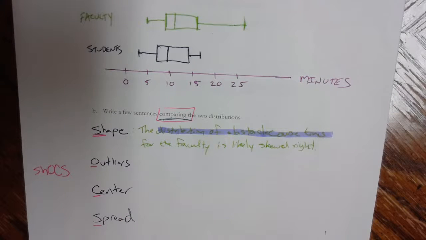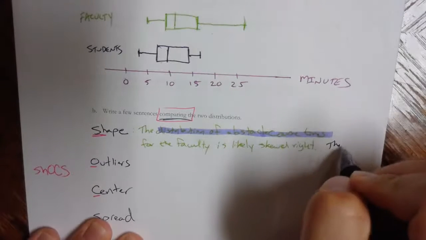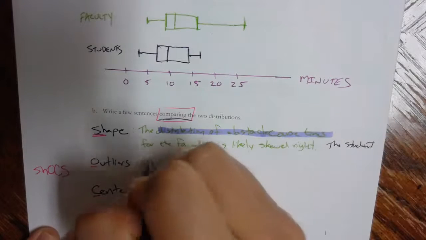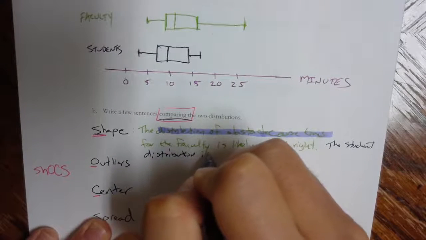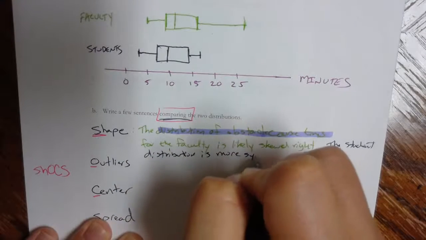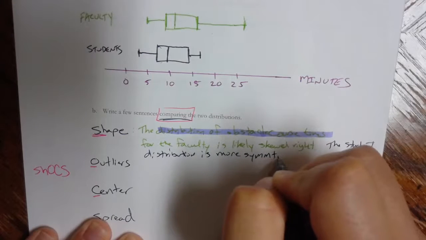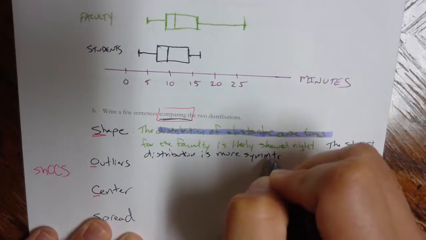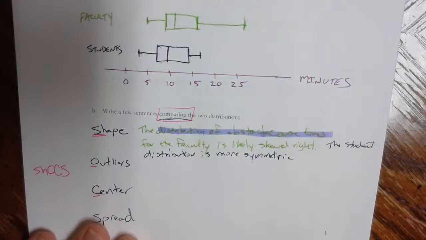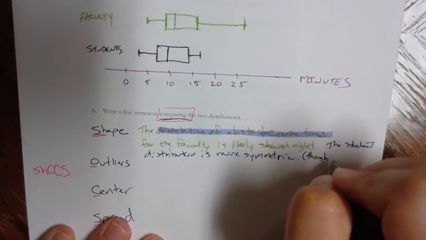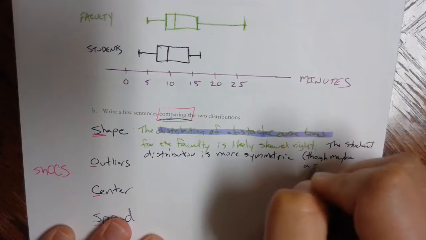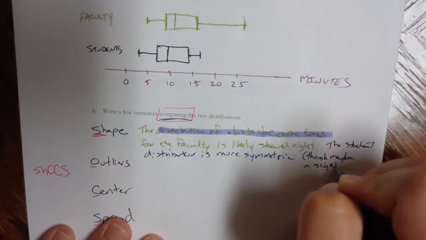So anyway, shape is skewed to the right for the faculty, and the student distribution is more symmetric, though maybe a slight skew. It's hard to say for sure. And that's the downside to a box plot. It's really tough to say what the shape is for sure.